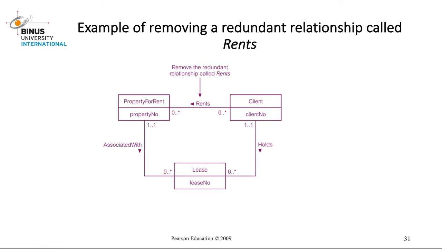The next step is to remove redundant relationships. For example, property for rent connects to the client through the relationship rents. Actually, if we look clearly at our ER diagram, they already connect through other relations. Lease actually is not a relation here, lease is an entity. So property for rent and client already connect using these two relations, which are associated with and holds, to this entity. So we can remove this because they mean the same.